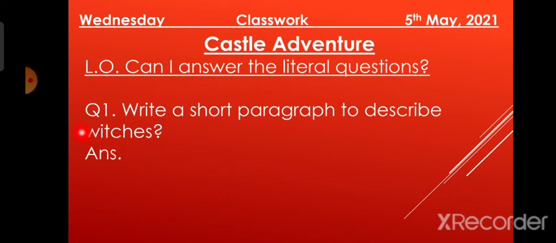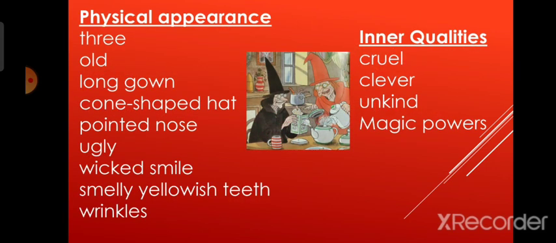Then write question number 1. Write a short paragraph to describe witches. As I have told you, whenever we describe anything, we use adjectives. Here, the witches are nouns. We have to describe the witches, so we will use adjectives to describe the witches. All of you have to write a short paragraph about it. Then how will you describe the witches?